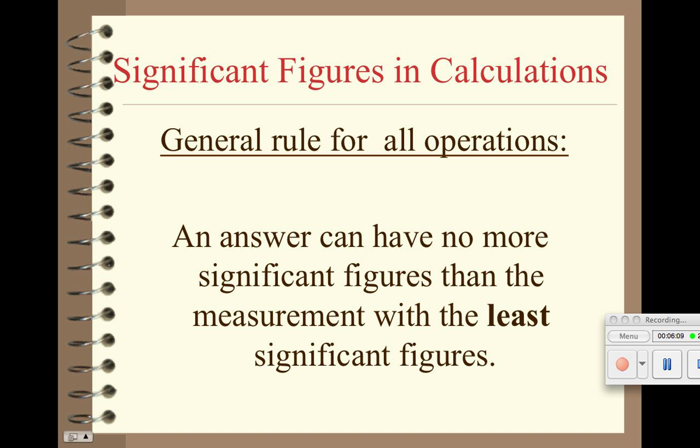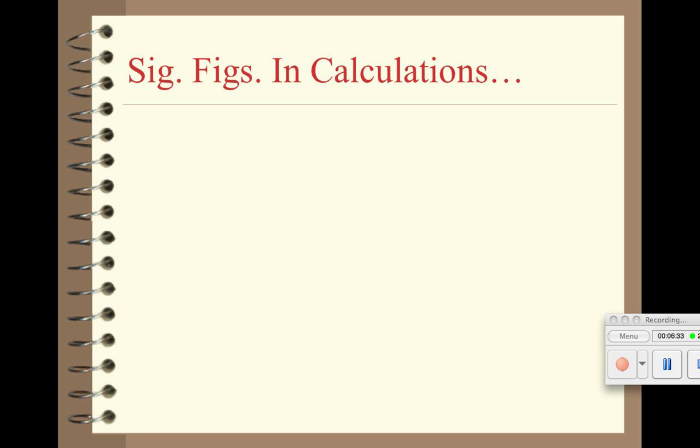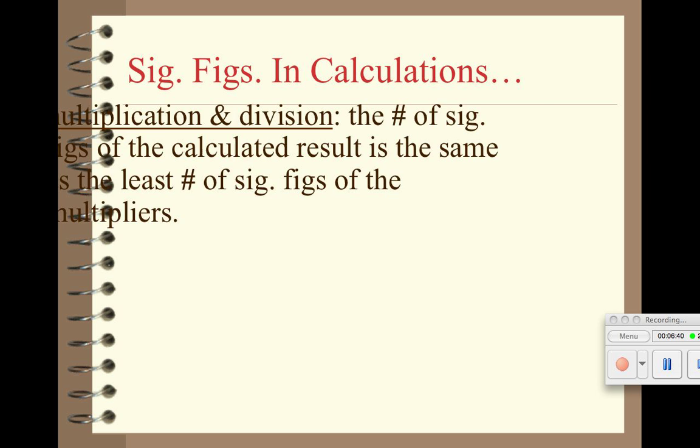Okay. One last thing we're going to take a look at in this note group is how to make our numbers out to the correct significant digits when we have calculations. There's a general rule for all operations, whether it's addition, subtraction, multiplication, or division, and that is that the answer can have no more significant figures than the measurement with the least significant figures. Now, there are 2 separate rules for addition and subtraction and multiplication and division.